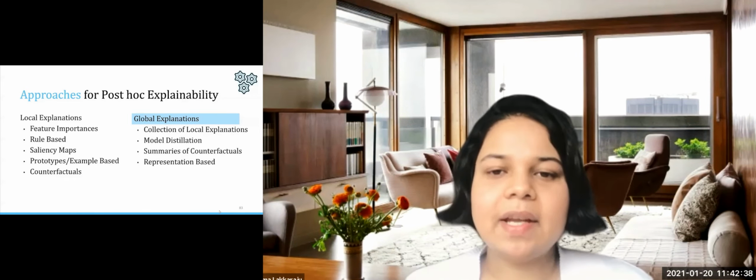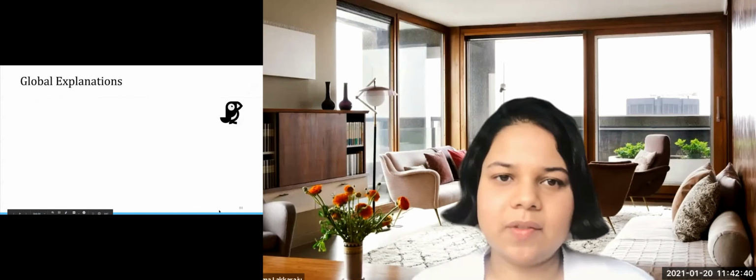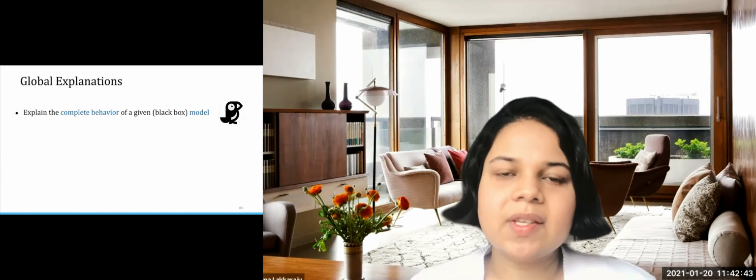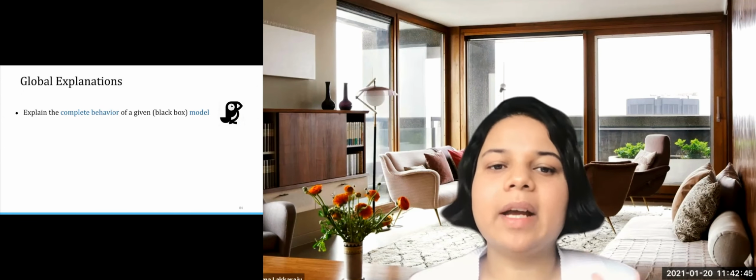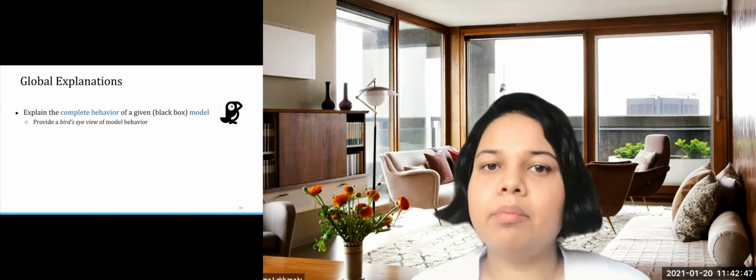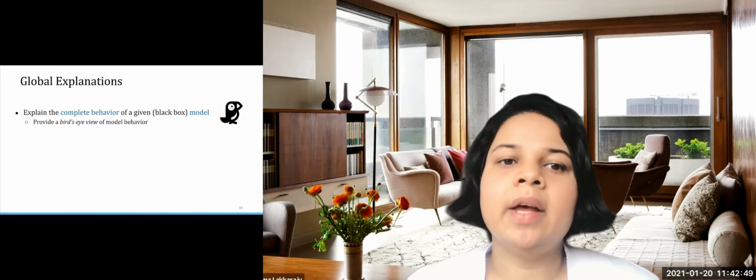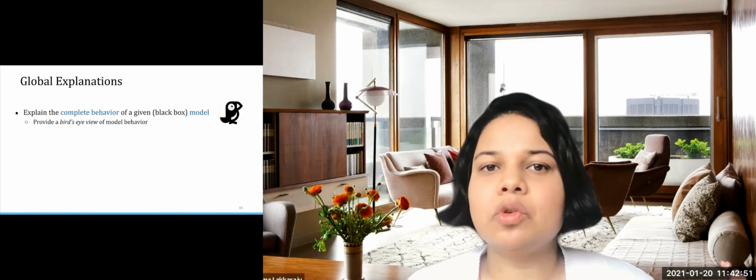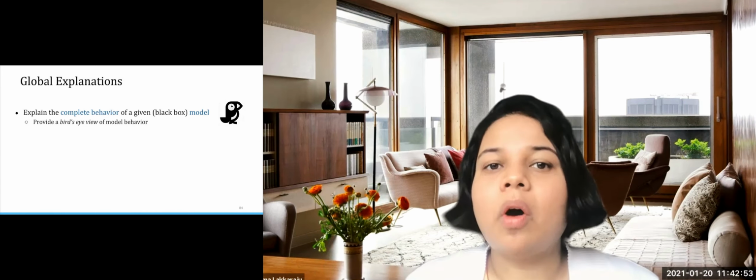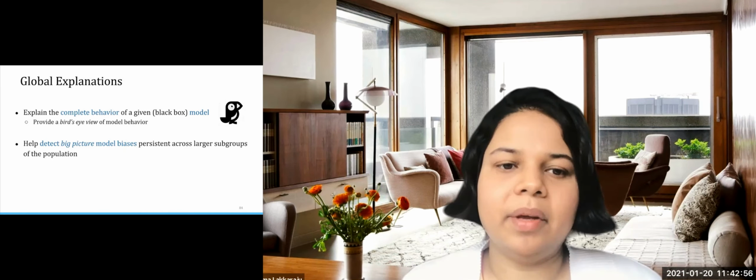All right, let's now talk about global explanations. Global explanations are designed to explain the complete behavior of a given, potentially black box model. The goal of such explanations is to provide a bird's eye view, or a big picture view, of model behavior.